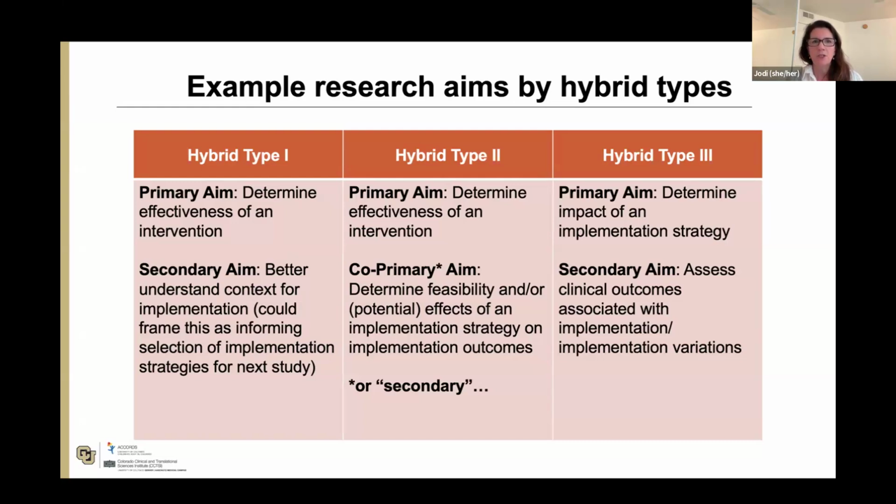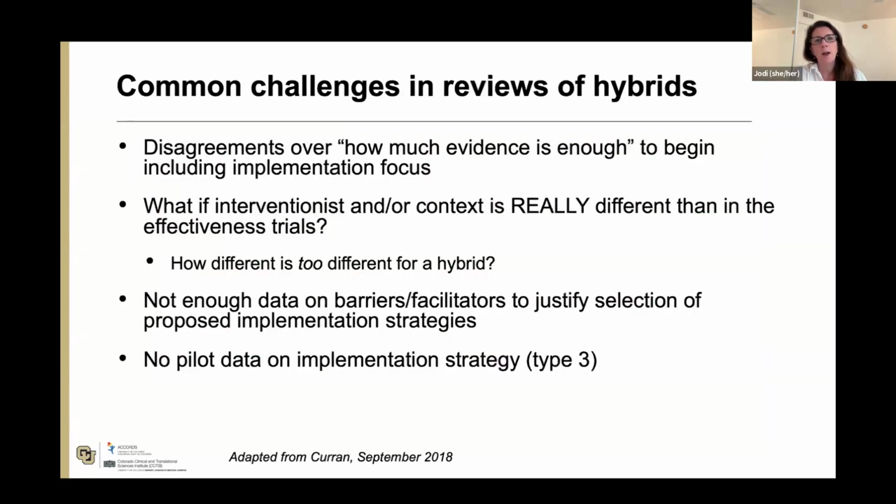And then hybrid type 2 is in the middle, where usually the primary aim is still the effectiveness of an intervention, but there's a co-primary aim of also looking at an implementation outcome at the same time. So you're not just looking at the intervention and what the implementation context is, but you're also looking at implementation strategies. So, common challenges in the review of hybrids.